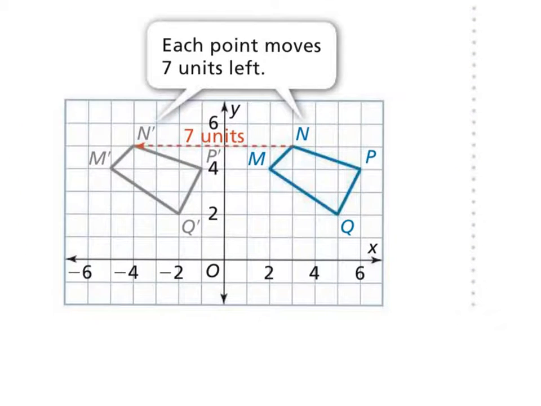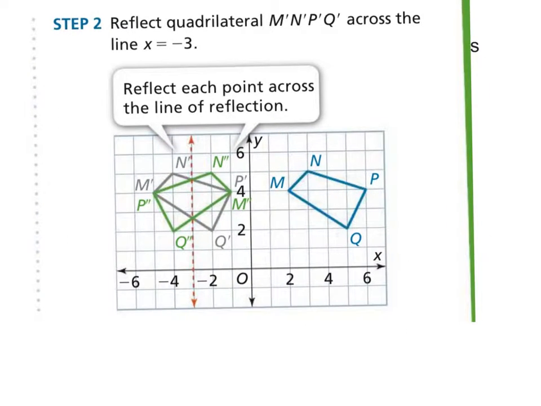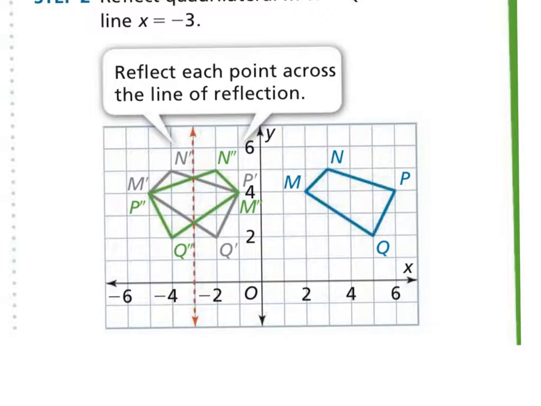Now, since we're doing multiple things, you go 7 to the left. Go ahead and mark your points. See how they did that? Mark all your points. Okay? And then at that point, now we can go ahead and trace that, and then we can reflect it across that line x equals -3. So then you would just draw the line. I'm sorry, we're not doing a rotation here. Draw the line x equals -3 and then reflect.